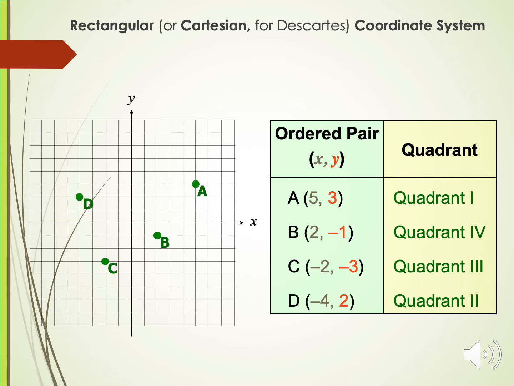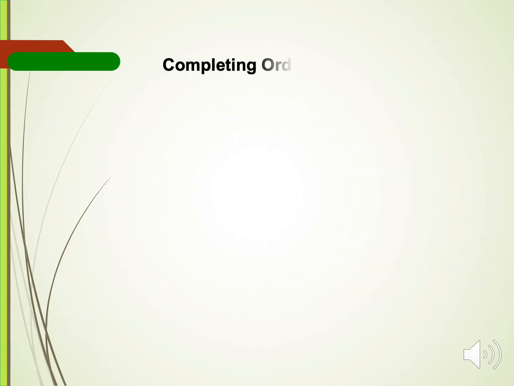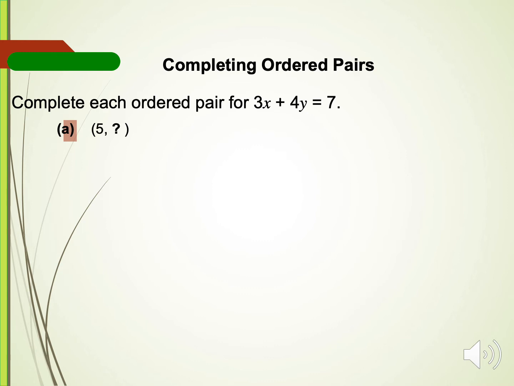So in the ordered pair, there is one missing. Suppose x is missing or y is missing. So we do the completing of the ordered pair. So for example, if you would like to complete the ordered pair for the equation 3x plus 4y equals 7 and given x equals 5 and an unknown y, so what we need to do is we will substitute the given x equals to 5 to the equation 3x plus 4y equals 7.